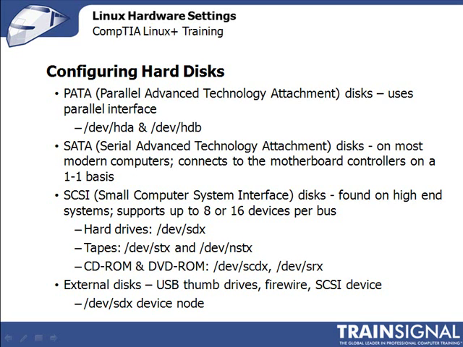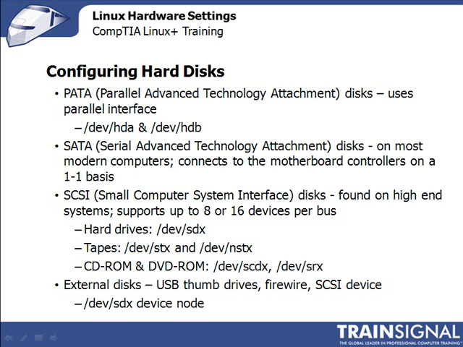Hard drives follow this naming system: /dev/sdX, with X being a letter starting with A. Tape drives are named /dev/stX and /dev/nstX, and X is a number starting from 0. CD and DVD ROMs are named /dev/scdX or /dev/srX. Again, X is a number starting at 0.